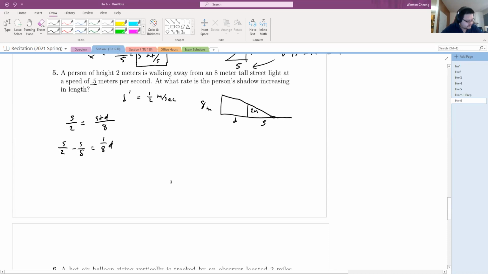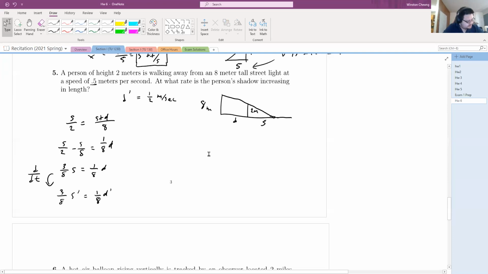Okay, and then the left-hand side we can calculate. That's just 3 over 8 s equals 1 over 8 d. Okay, and so this equation is what we then take the time derivative of. We do a d dt to that. And so then we get 3/8 s prime is equal to 1/8 d prime, where the primes in this case are derivatives with respect to time, right?